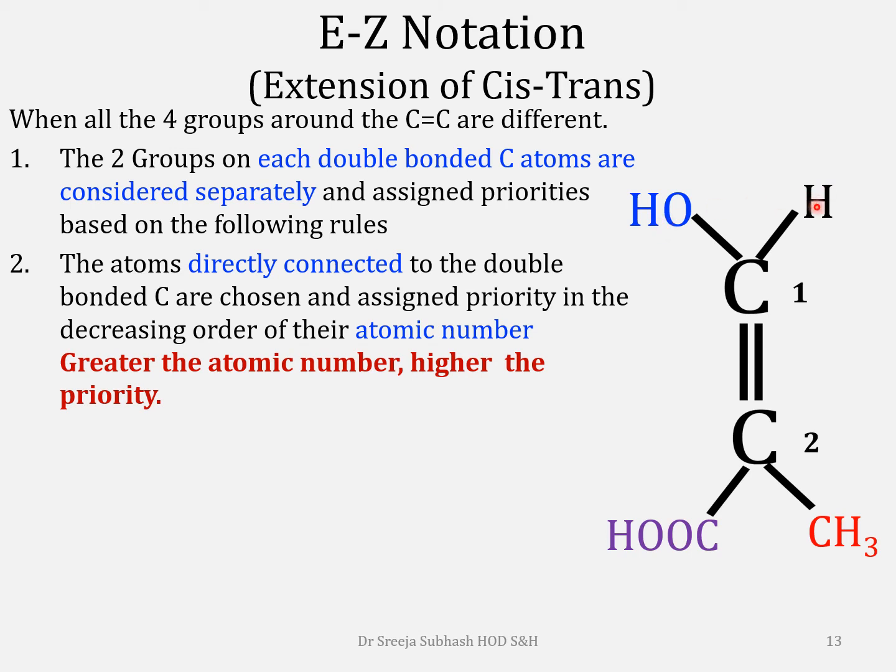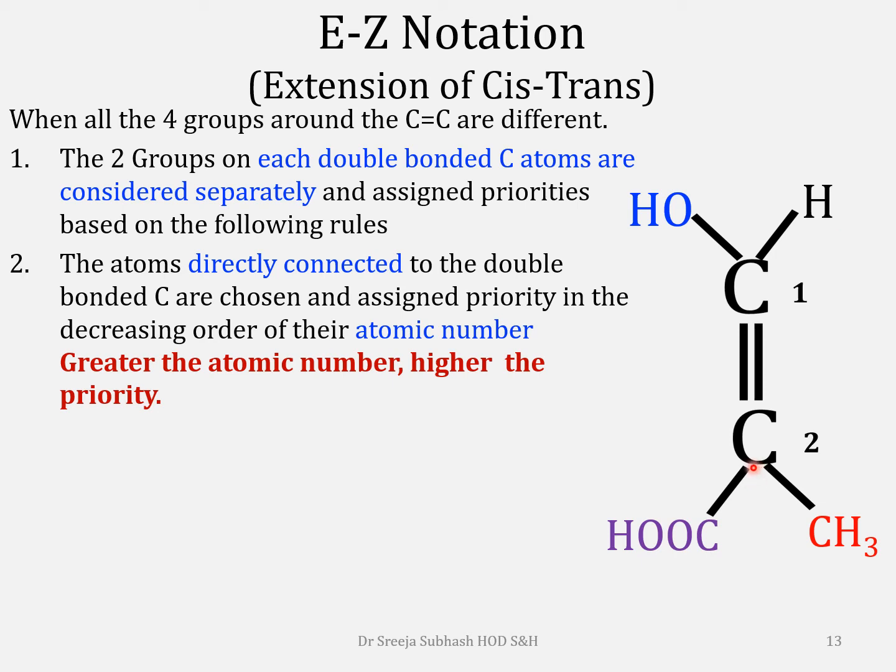Hydrogen is okay because that group has only 1 atom, so it is hydrogen with an atomic number 1. Now, considering the second group, that is OH, we have two atoms in the group, O and H. But which is the atom that is directly attached to carbon? Definitely, we know that it is the O of the OH group that is attached to carbon. So, we consider O here. What is the atomic number of O? That is 8. So, O has a higher atomic number than hydrogen. So, O gets higher priority. Greater the atomic number, higher the priority. So, considering carbon 1, OH group is priority 1 and H group is priority 2.